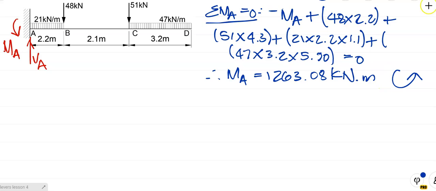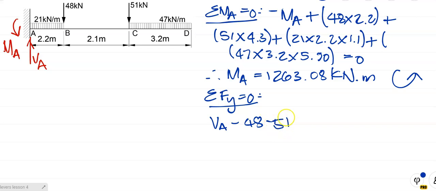Okay, right. I'm going to do VA, so I'm going to sum the forces in the vertical, which is equal to 0. VA is up, so it's VA, minus 48, minus 51, minus 21 times 2.2, minus 47 times 3.2, all of that is equal to 0.